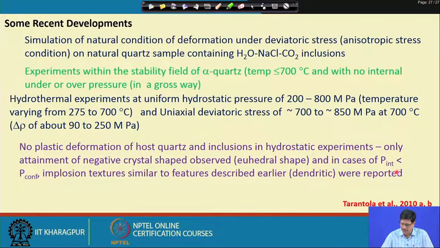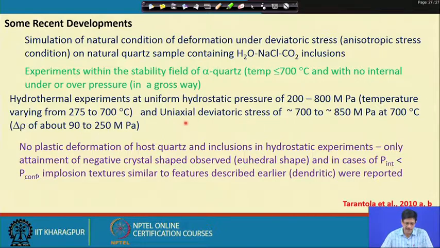In cases where there is an overpressure, like P interior, where the pressure inside the inclusion cavity is less than the confining pressure, there were implosion textures similar to the features described before in the context of the pure aqueous inclusion experiments.